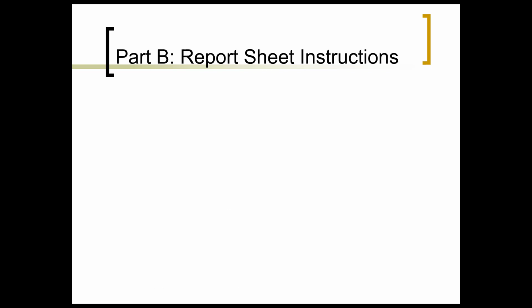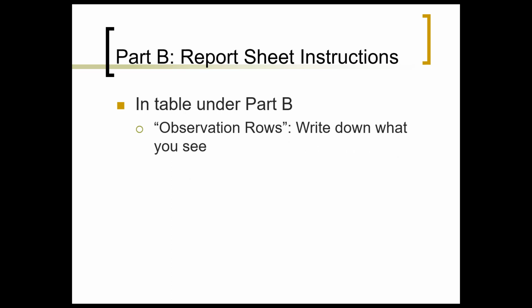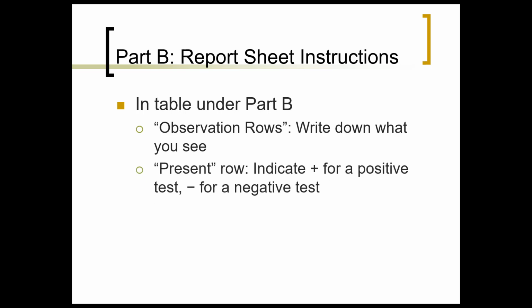You will notice that the table under Part B of the report sheet has 2 different types of rows in it. Some of the rows say observations. For these rows, write down exactly what you see. For example, you might see a clear colorless solution, or you might see a cloudy white solution. The remaining rows ask you if a particular solute is present. If it is, put a plus sign in the box to indicate a positive test. If the solute is not present, indicate this with a minus sign for a negative test. Finally, answer the questions under this part.